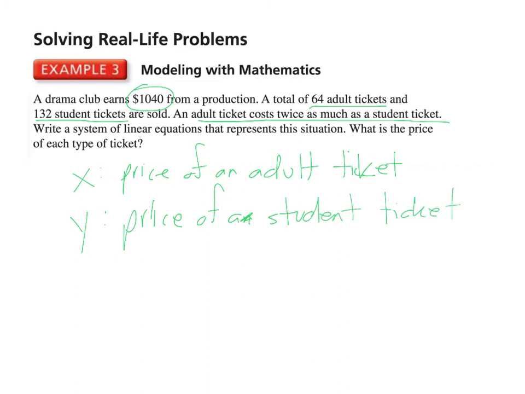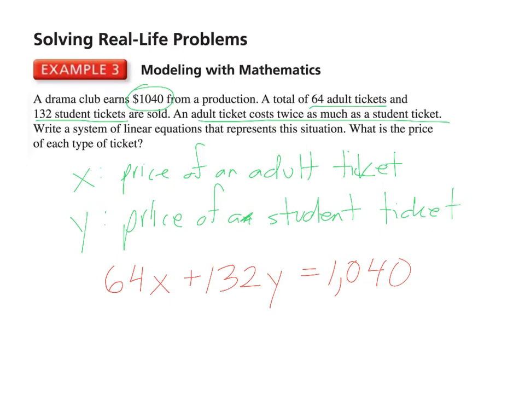Okay, so this is important to understand here. I sold 64 adult tickets. Well, how much did I make from selling 64 adult tickets? Well, it's 64 times X. X is the price of an adult ticket. Plus the 132 student tickets. Student tickets is Y, so 132 times Y gives me the amount I made from selling student tickets. Altogether, how much money was made? 1,040. All right, so that's one equation there. It's very important to understand how to set this up.